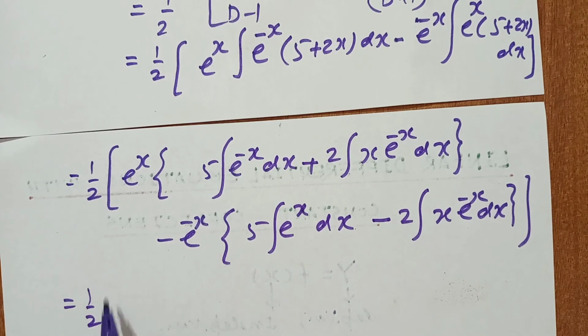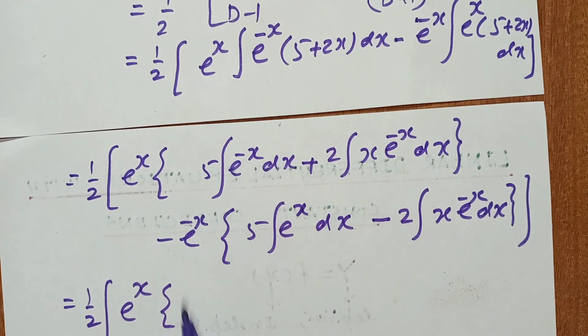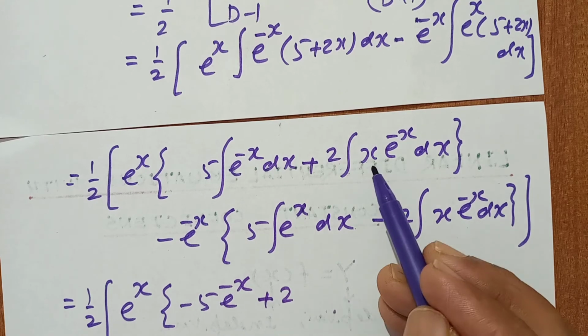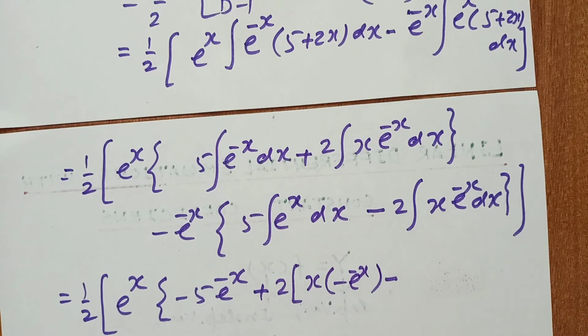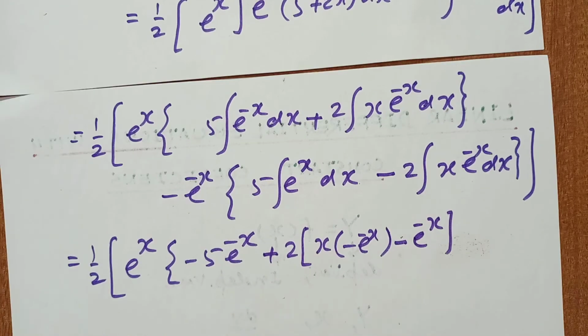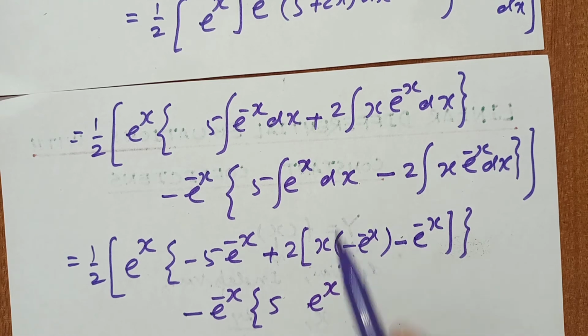1 by 2, here e to the power x, 5, integral of this is minus 5 e to the power minus x, plus 2 by integral by parts. So first function as it is, integral of second, minus differential of first, integral of second, minus e to the power minus x, so minus minus plus, but again minus x. Okay, and similarly minus e to the power minus x, this is 5 e to the power x, very easy.